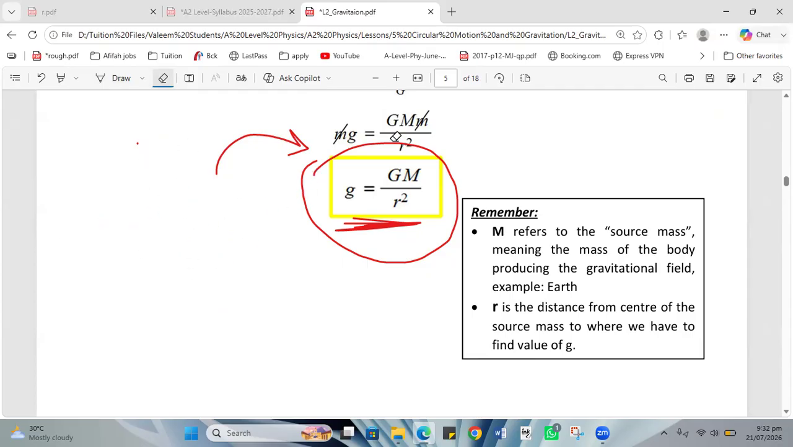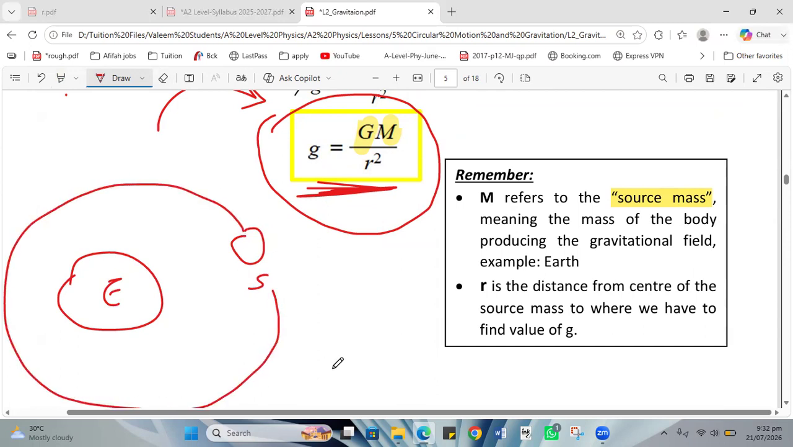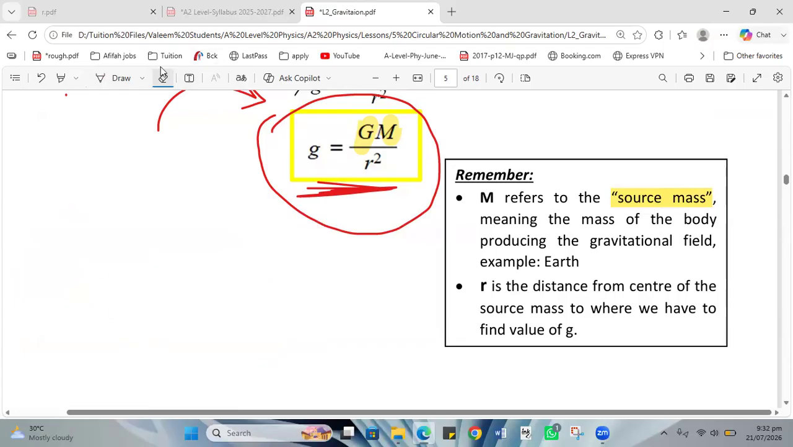GM upon r square. What is capital G? Capital G is the constant, remember? Capital M is the mass. But the mass of what? It's the source mass. What does source mass mean? Source mass means the mass that is providing gravity. For example, if I say this is Earth and this is a satellite revolving around the Earth, which mass will you take in this formula? The satellite's mass or the Earth's mass? The Earth's mass. Because what is providing gravity? The Earth, right? The Earth is the source mass over here. So that's why I have written it as capital M. Divided by r square, what is r? R is simply the distance between the centers of the two masses.